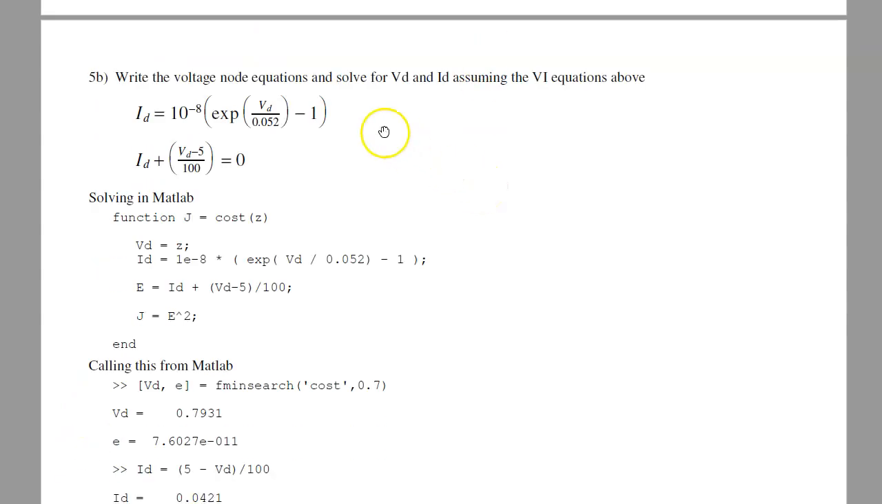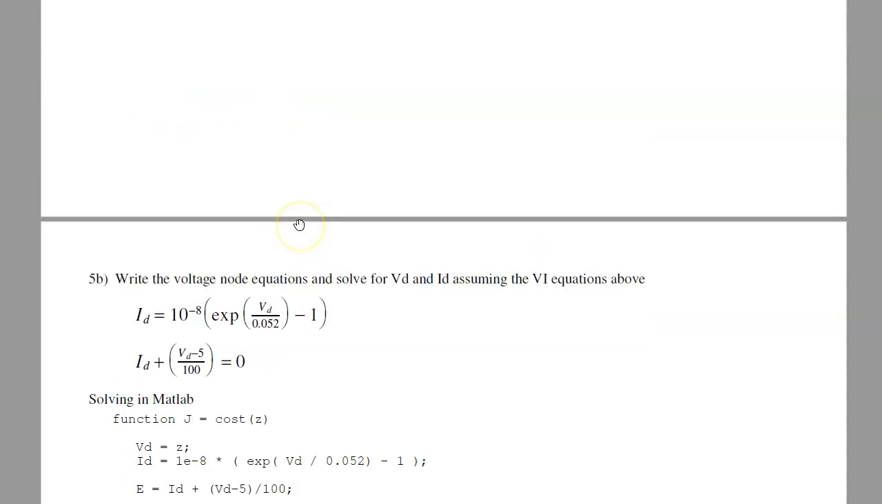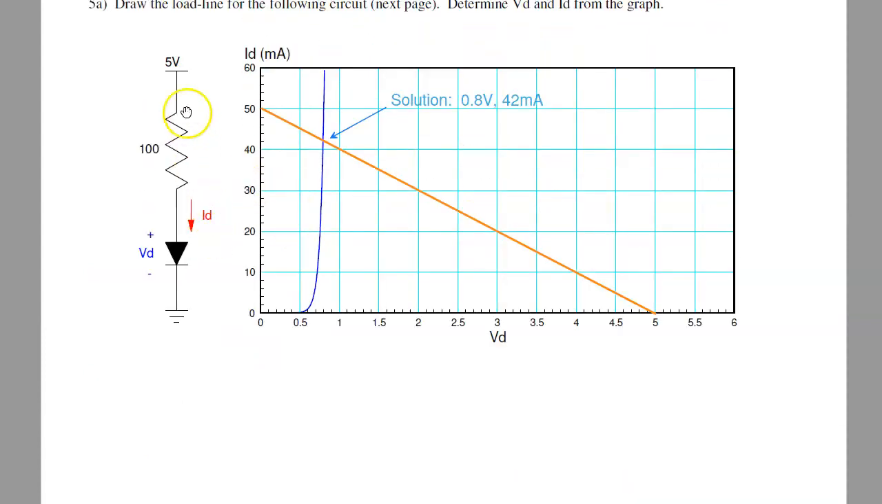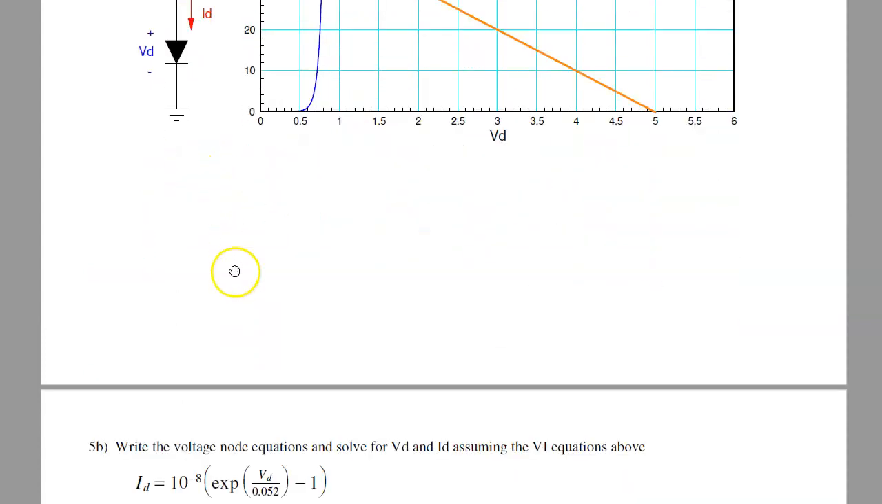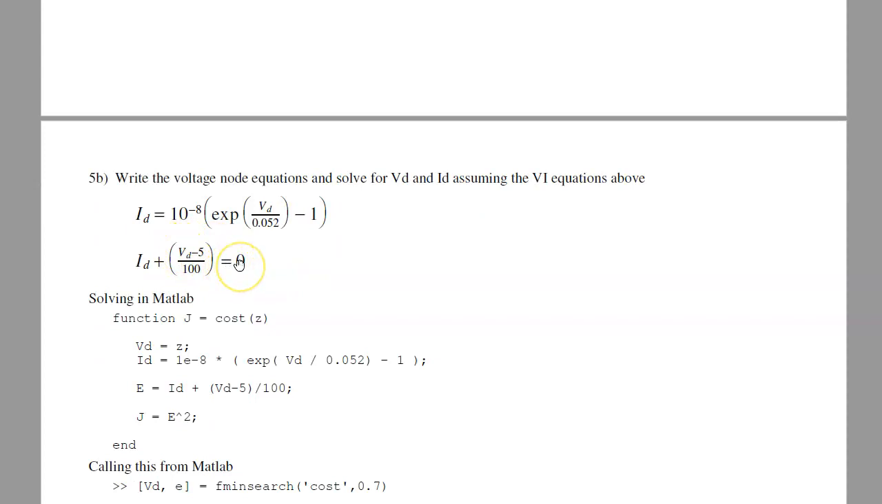Problem 5b is solve these two equations. I'm going to have two equations for two unknowns. One equation is the diode equation. Given VD, I can find ID. The second equation is the circuit. So the current is 5 minus VD over 100. Gives me two equations, two unknowns.